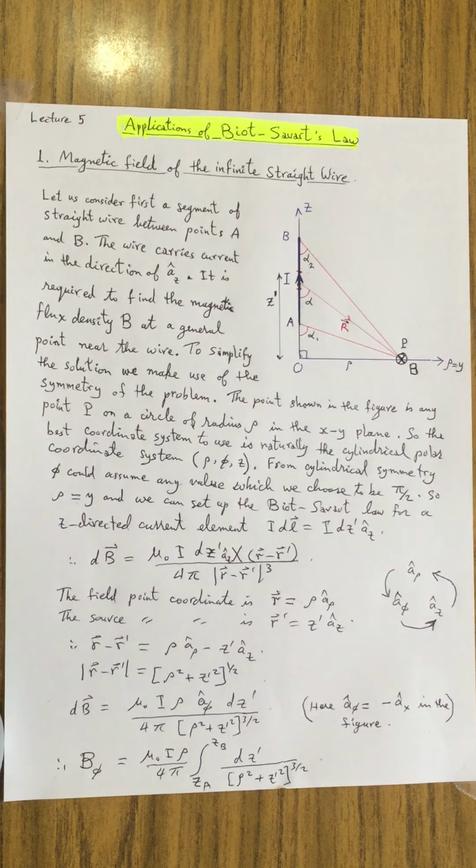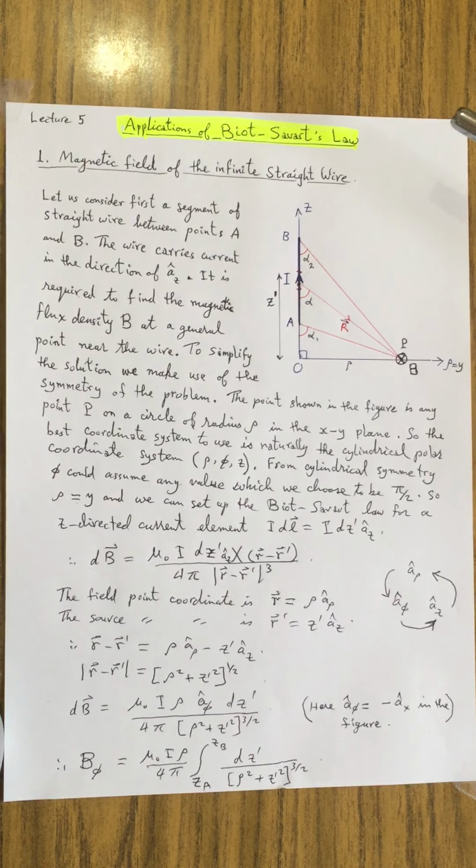Bismillah ar-Rahman ar-Rahim. This is lecture 5 of EE 207, Electromagnetics 1. It's on applications of the Biot-Savart law. So the first example is the magnetic field of the infinite straight wire.